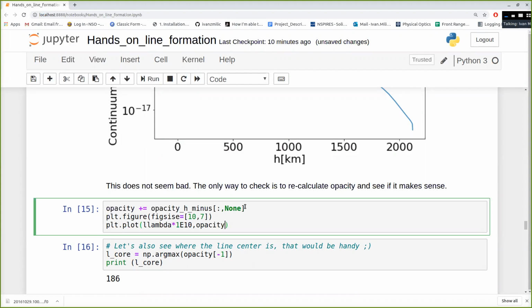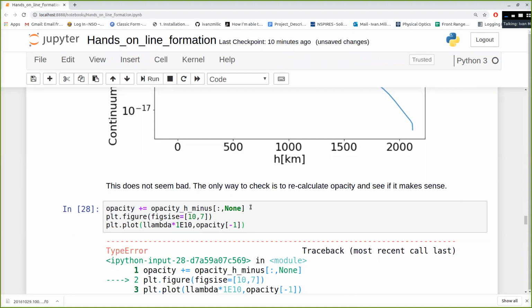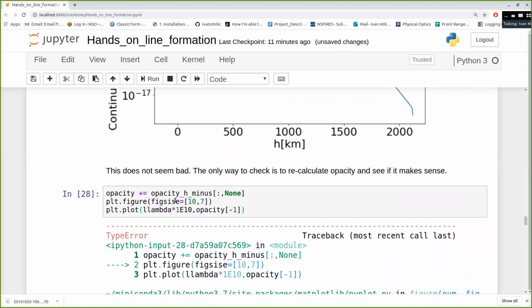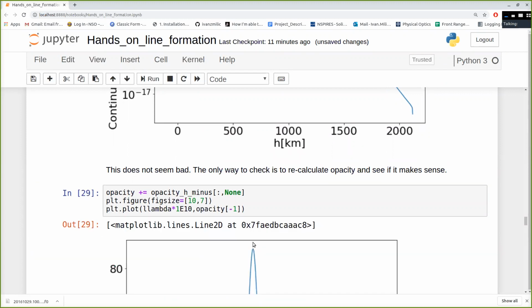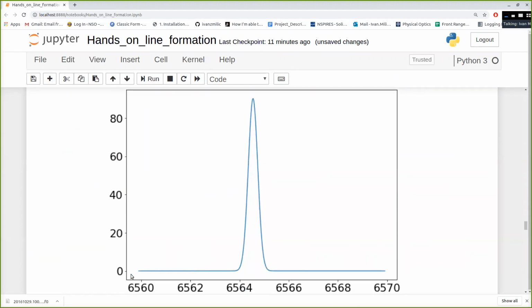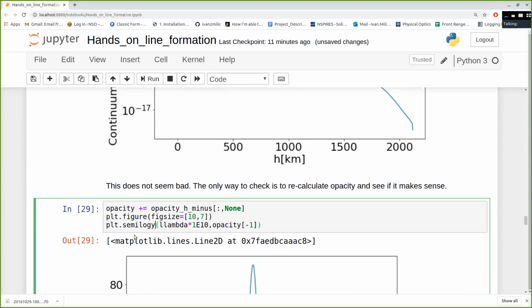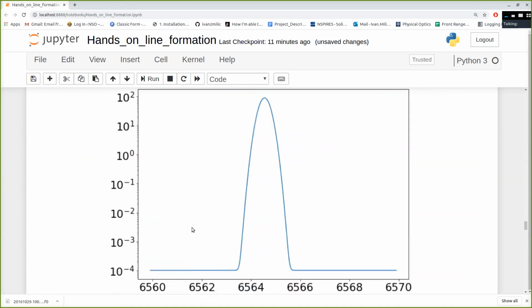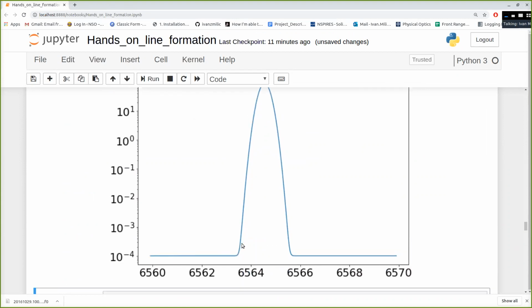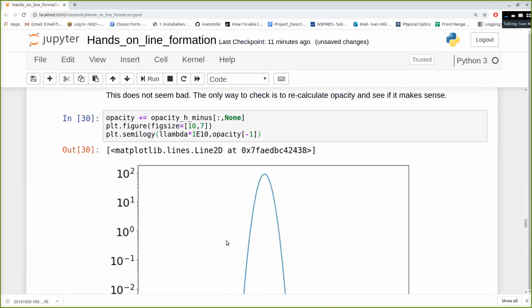This, and then opacity at the last point, which is the deepest point. You can't really see it here, but if I plot it in log scale, you see that it only changes by a few orders of magnitude. If this was pure Gaussian, it would continue dropping all the way down. But here it saturates roughly around 10 to the minus 4. So there is some extra opacity here now.